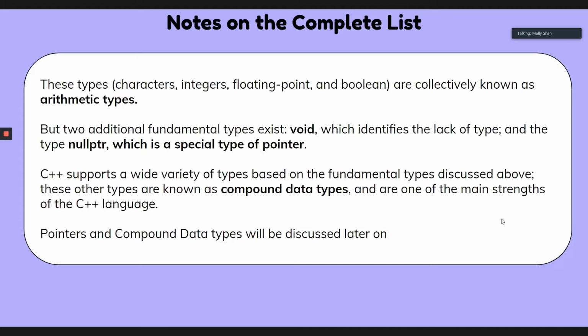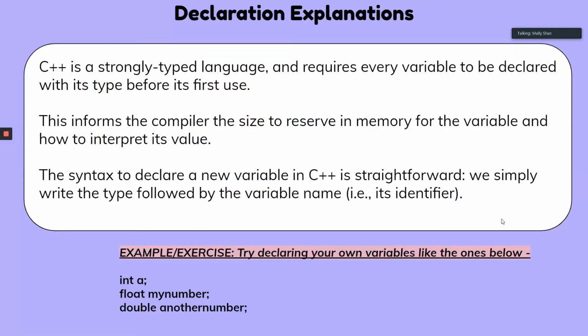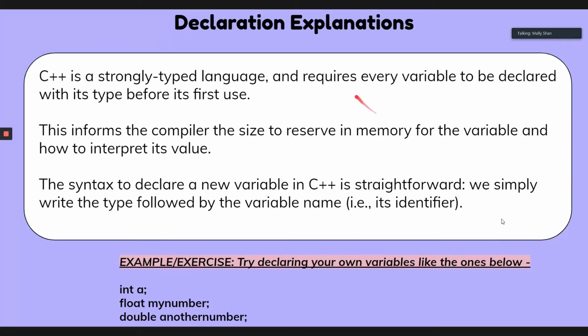Now we're going to talk about declarations. So how do you actually create these variables, and how do you actually make them? C++ is a strongly typed language and requires every variable to be declared with its type before its first use. This informs the compiler that there's a certain size of memory that must be reserved for this variable even before you initialize it. And by initializing, all we mean is actually providing that variable with a value. So this slide basically shows an example of how you're supposed to declare a new variable in C++.